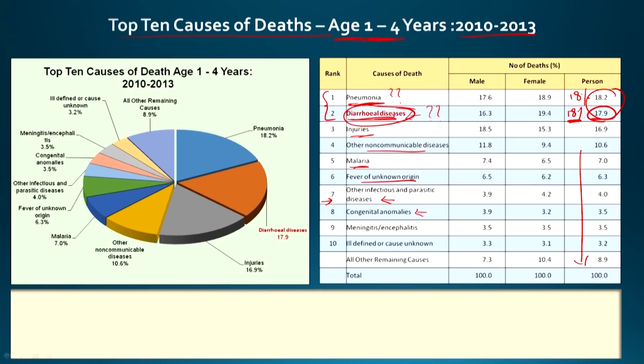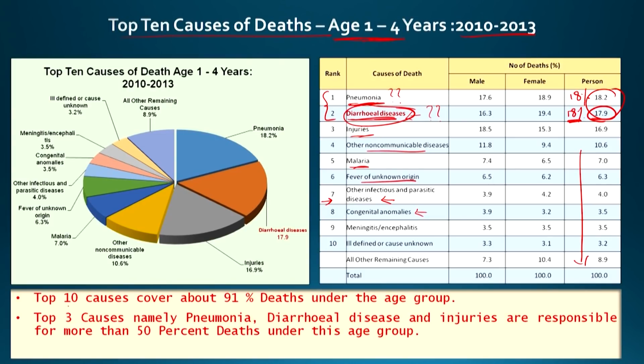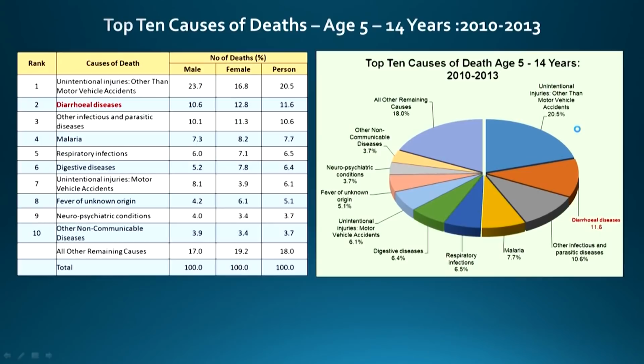And even if you look at age groups, the top 10 causes account for 91% of deaths under the age group, and all other remaining causes just 9%. So, as you see, the top 10 causes lead to 91% of the deaths between the age group 1 to 4. The top 3 causes, namely pneumonia, diarrheal disease and injuries, are responsible for 50%. Let me not spend more time on this.